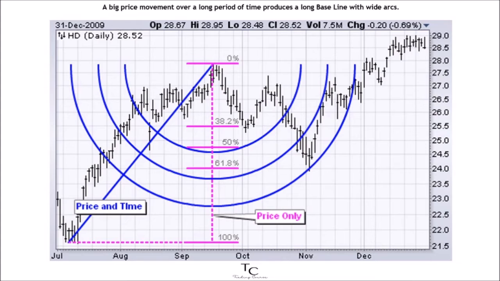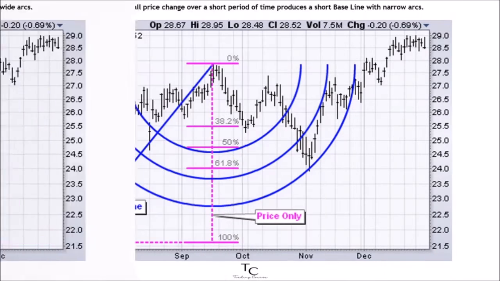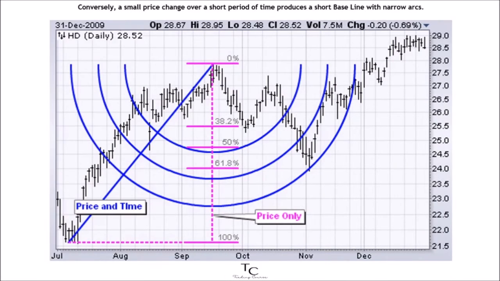A big price movement over a long period of time produces a long baseline with wide arcs. Conversely, a small price change over a short period of time produces a short baseline with narrow arcs.